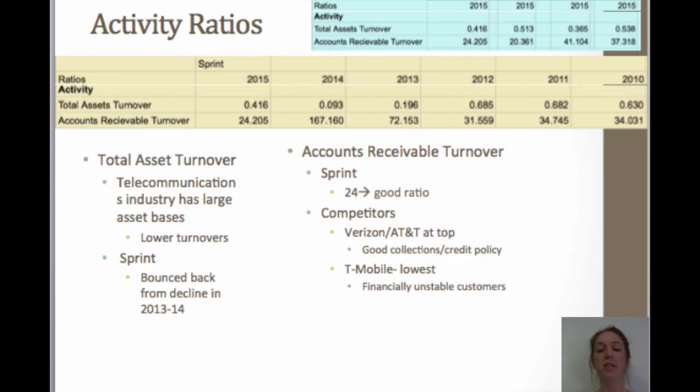Verizon and AT&T were at the top with ratios around 40, and this is a really good number, and it might be due to a combination of a conservative credit policy and an aggressive collections department, as well as high-quality customers. T-Mobile and Sprint have lower ones, probably due to poor credit policy, or might even just be because they have a lot of customers that have financial difficulties.